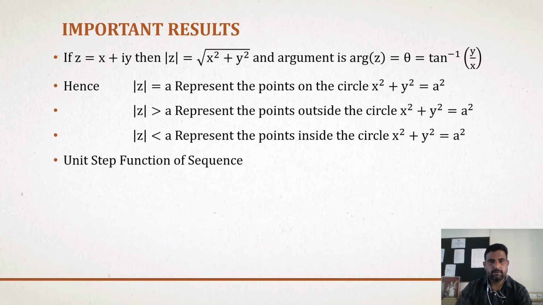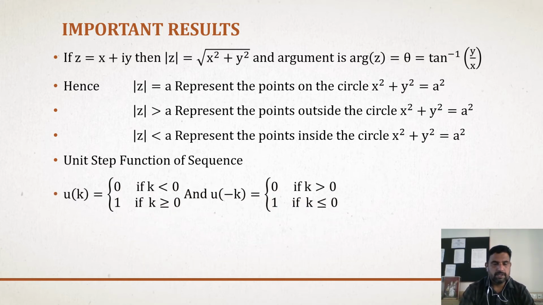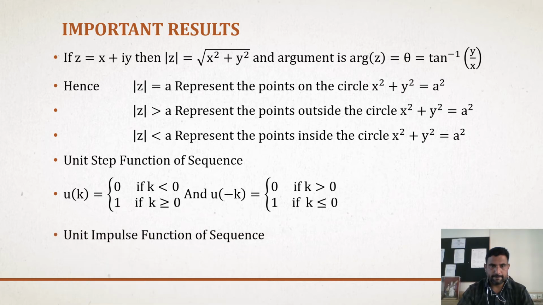Unit step function of sequence. Notation u of k equal to, in curly bracket, two functions: 0 if k less than 0 and 1 if k greater than or equal to 0. And u of minus k is the same with 0 and 1: if k greater than 0 then the function is 0, and if k less than or equal to 0 then 1. The difference is when k is positive, here u of plus k and u of minus k.